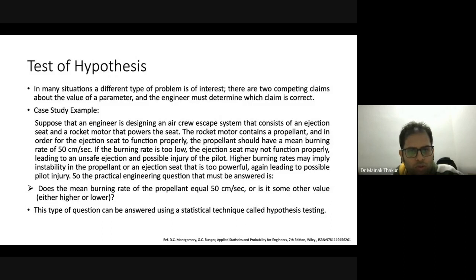If the burning rate is too low, some problem is there. Higher burning rates will induce other problems. So it should be 50 centimeters per second. The practical engineering question that must be answered now is: does the mean burning rate of the propellant equal 50 centimeters per second, or is it some other value, either higher or lower? This type of question can be answered using a statistical technique called hypothesis testing. We are not going into this engineering problem in detail. Our interest is to test whether mu, which is the mean burning rate, is equal to 50 centimeters per second or not.